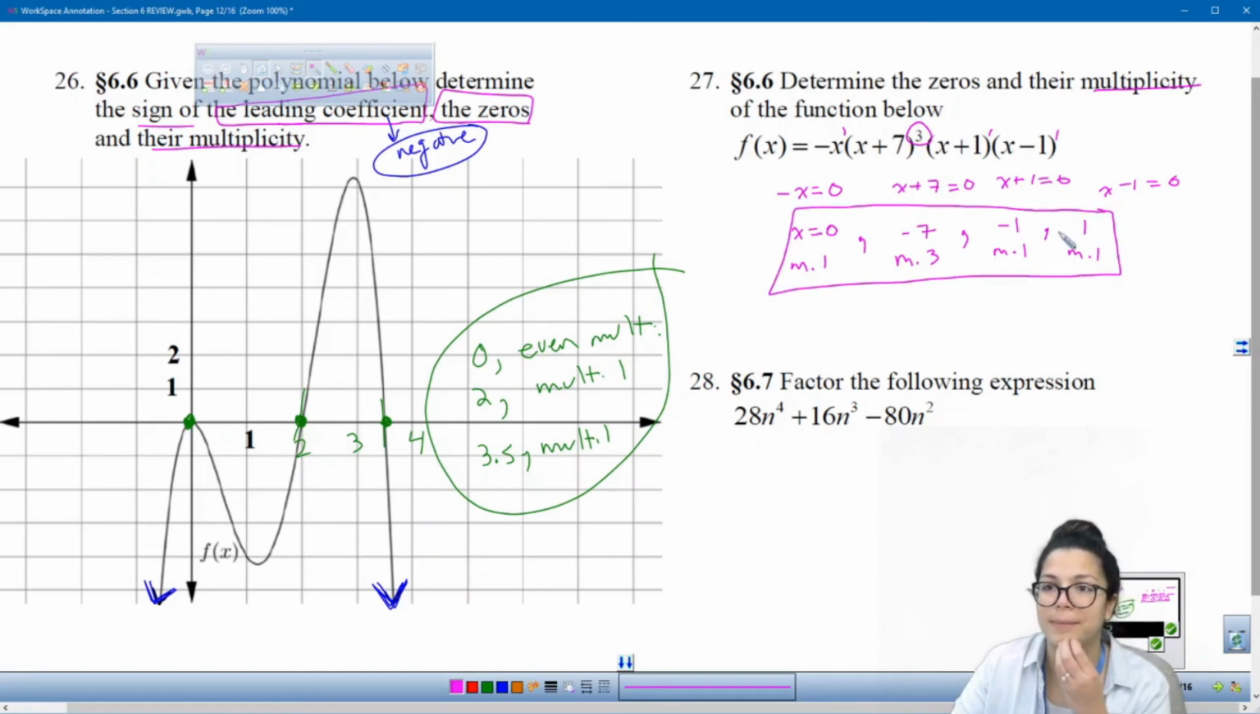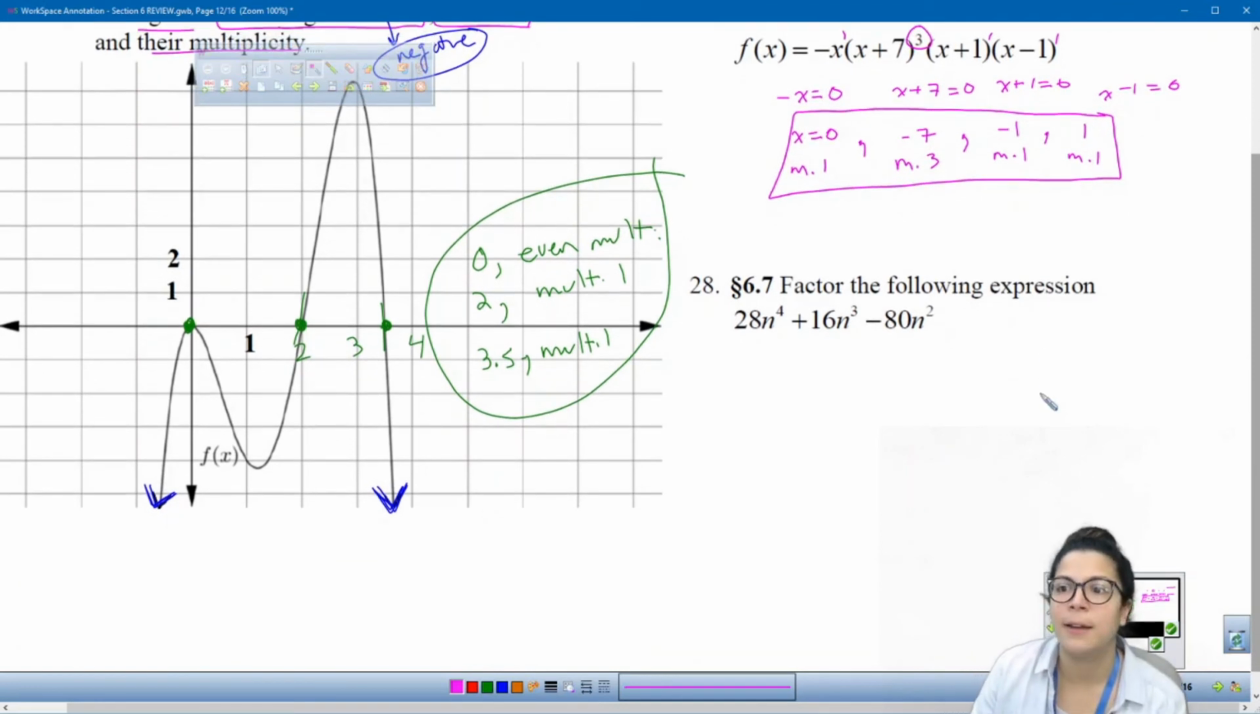All right. 28, factor the expression. All right, so 28n to the power of 4. Okay, so do you notice how all of these, you could divide them by 4, and all of them you could divide them by n squared? So I'm going to factor out a 4n squared. That'll give me 7n squared plus 4n minus 20.